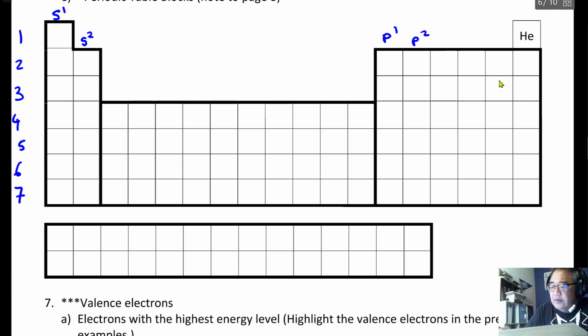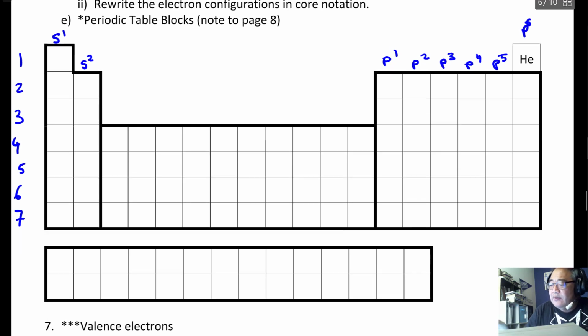These are P2, P3, P4, P5, and except for helium, because helium actually in old periodic tables was next to hydrogen. It was actually in both places. So this is actually going to end in P6, except for helium, which ends in S2. Okay, so these are all P6s.